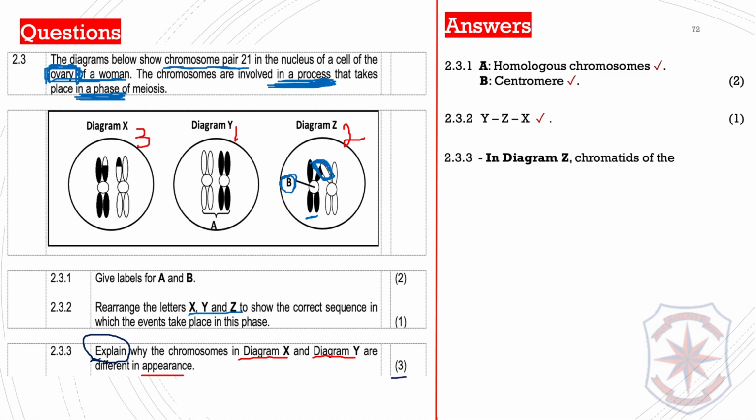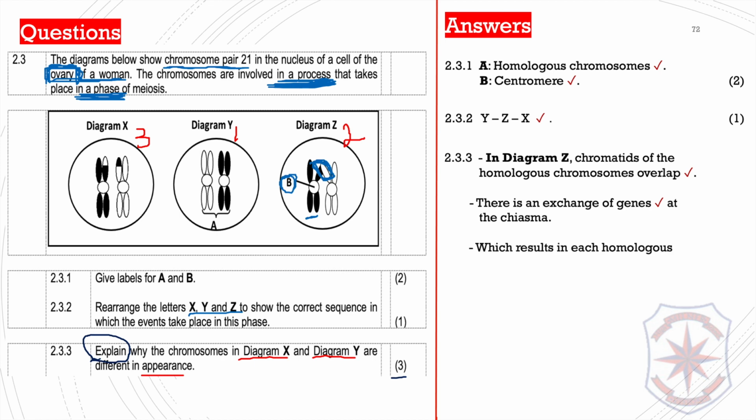Right? In diagram Z, chromatids of the homologous chromosomes overlap, 1 mark. There's an exchange of genes, 1 mark, at the chiasma. And then for the last mark, which results in each homologous chromosome having a different combination of genes, such as in diagram Y. All right?